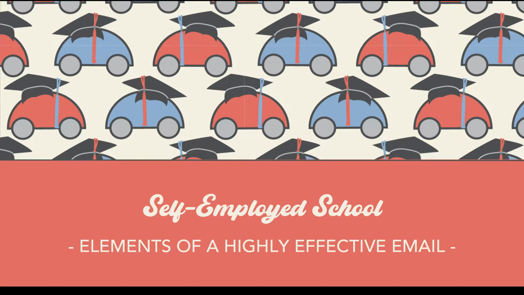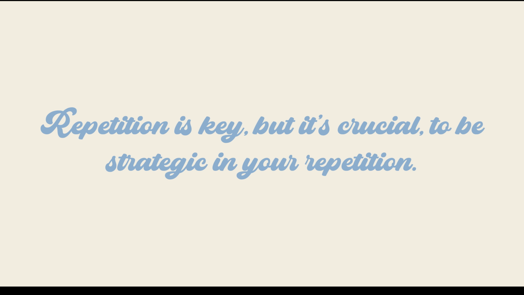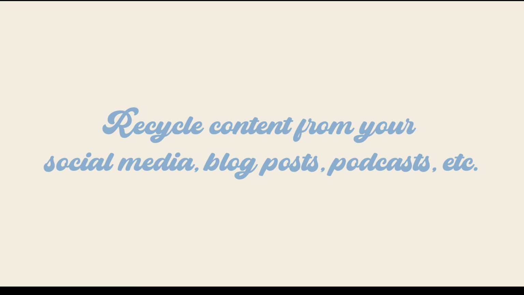Let's start with content. As we covered in the content marketing lesson, repetition is key. It's crucial, however, to be strategic in your repetition. Because more people are likely to see your email than your Instagram post, you can recycle content from social media captions and plop them into email. You can also reshare blog posts and products you've mentioned previously, but be sure to approach them in a fresh way.